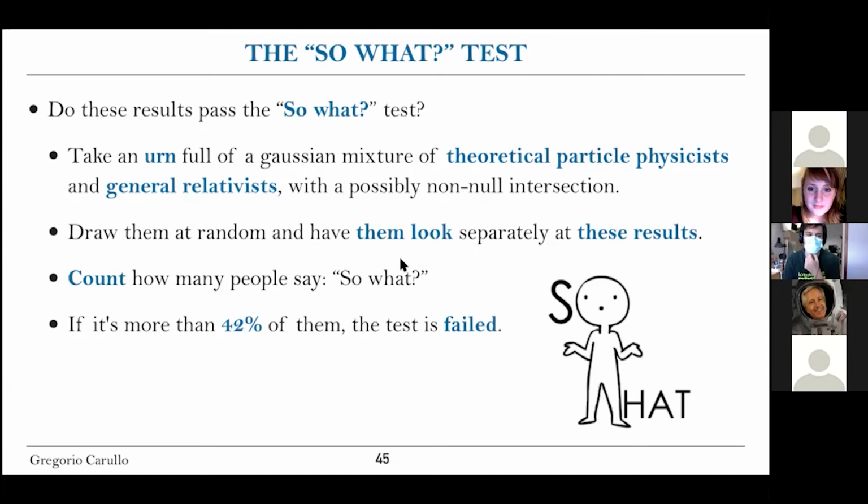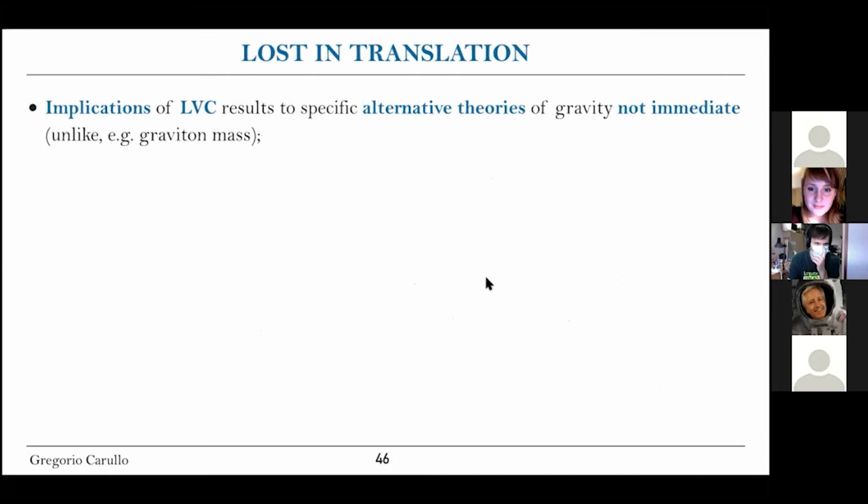Because in the end, what we're really interested in is to constrain a specific theory of gravity, right? We don't care about any parametric deviations from the Kerr spectrum. We care about what are the implications on this theory and this other theory. At least it's not that we care, but a lot of people care about the implications on this specific theory. And the point is that extracting the implications of these results to a specific alternative theory is not immediate.